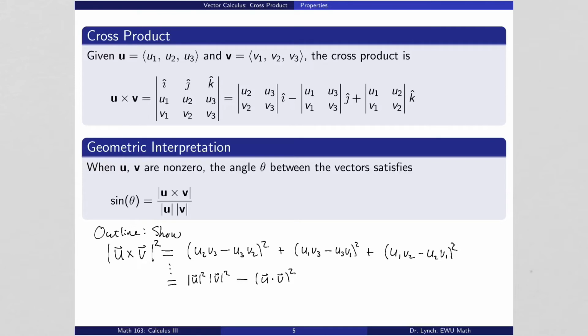Now, of course, we can use the geometric interpretation of the dot product here on the quantity U dot V squared to substitute that in terms of U, V, and the cosine of the angle between. So this, as it turns out, can be written as magnitude U squared times magnitude V squared times the quantity 1 minus cosine squared. Of course, 1 minus cosine squared is just sine squared, and we're given then the identity that we want. Okay, so again, the geometric interpretation of the cross product is that the cross product of two vectors in magnitude is related to the sine of the angle between them.